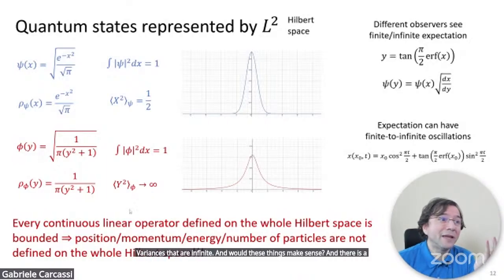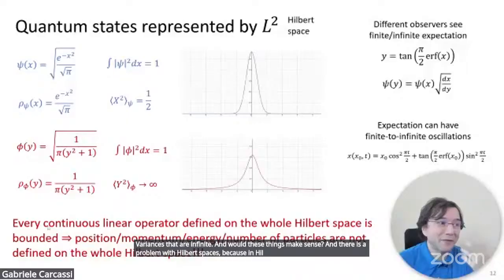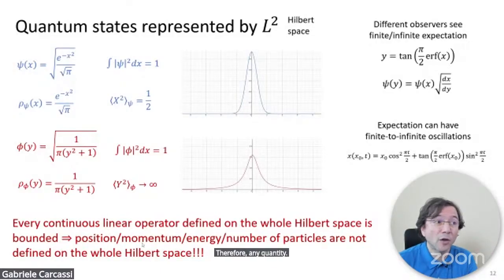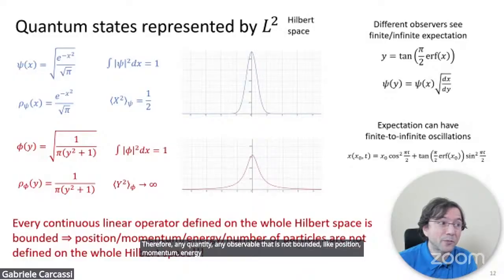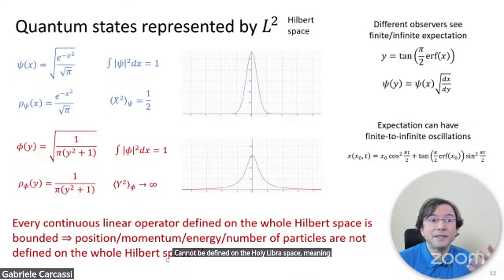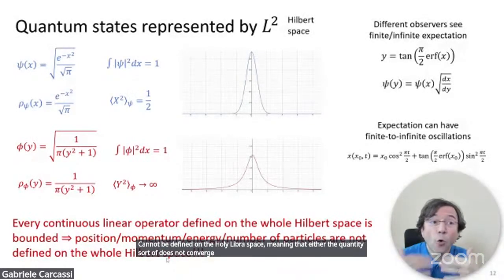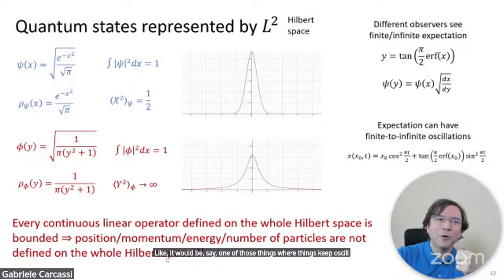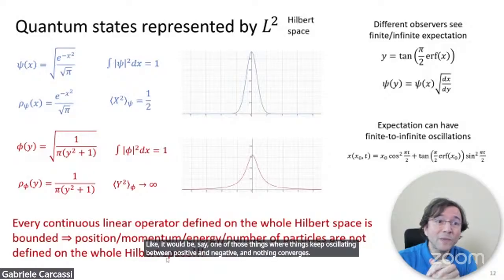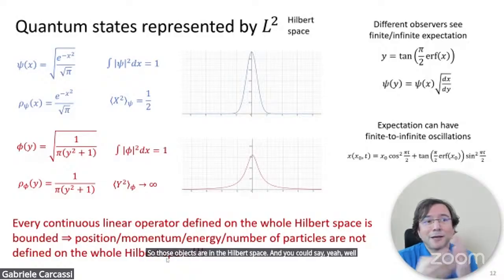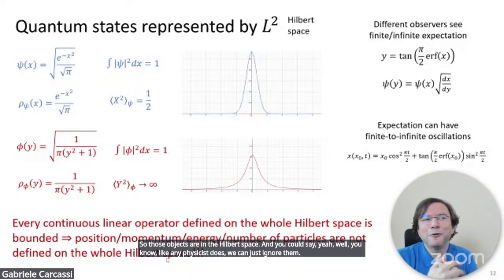There is a problem with Hilbert spaces, because there is a theorem that tells you that every continuous linear operator defined on the whole Hilbert space is bounded. Therefore, any observable that is unbounded, like position, momentum, energy, or number of particles, cannot be defined on the whole Hilbert space. Either the quantity does not converge, meaning it's infinite, or it's not even well defined, like things that keep oscillating between positive and negative, and nothing converges. And those objects are in the Hilbert space. You could say, like any physicist does, we can just ignore them. Just take them out, and who cares?